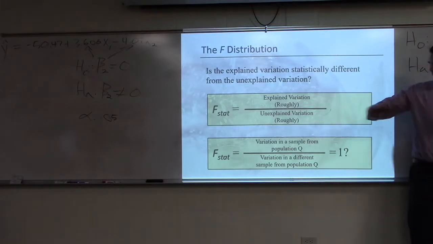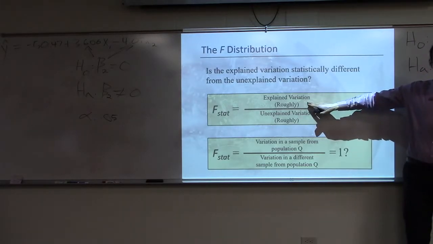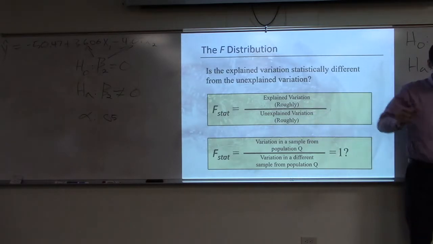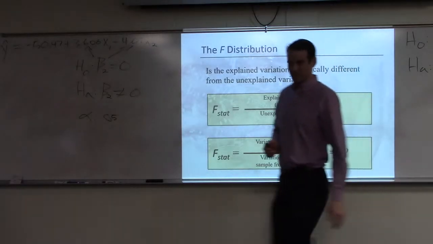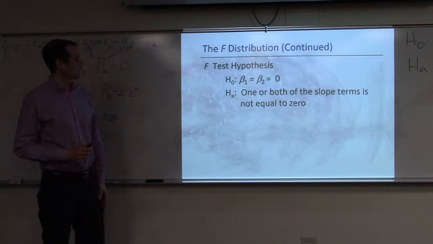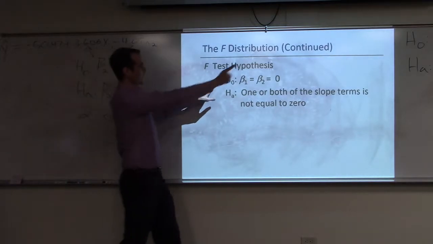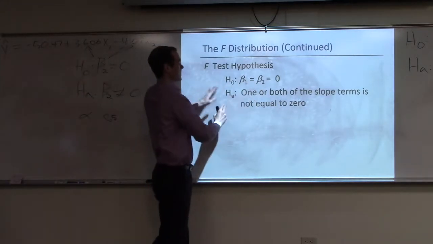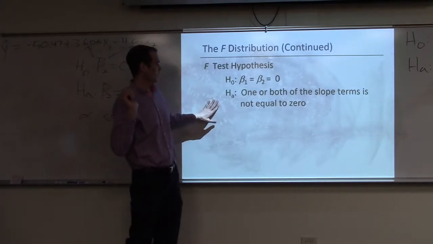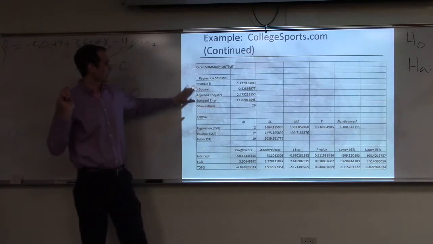So, there are things that we need to adjust to this. It's not just explained over unexplained. It's just a couple little silly things that we need to do. All right. So this is what we said: the null hypothesis that everything equals 0. The alternative hypothesis is that one or both of the slope coefficients is not equal to 0.